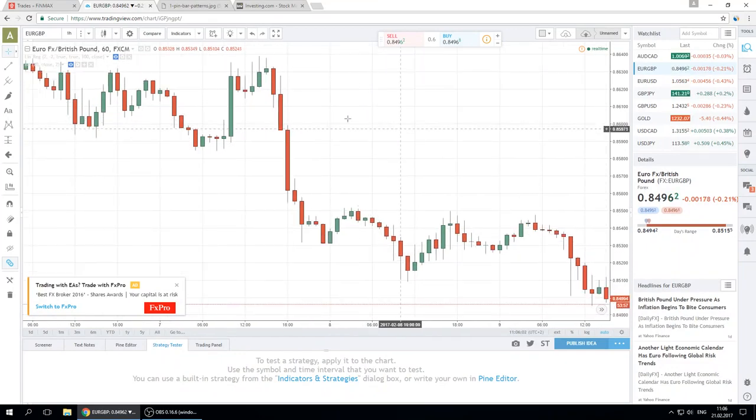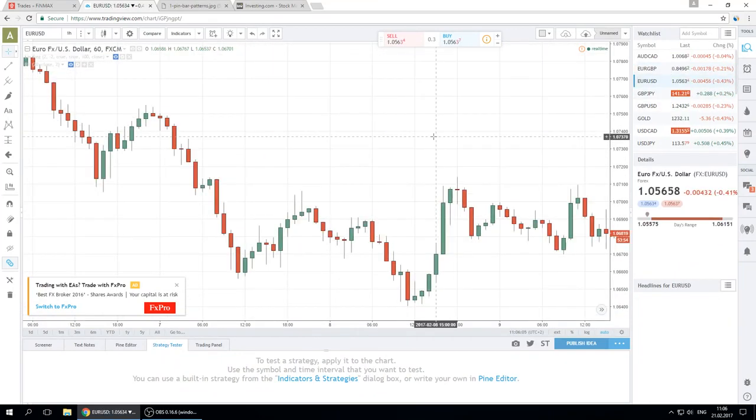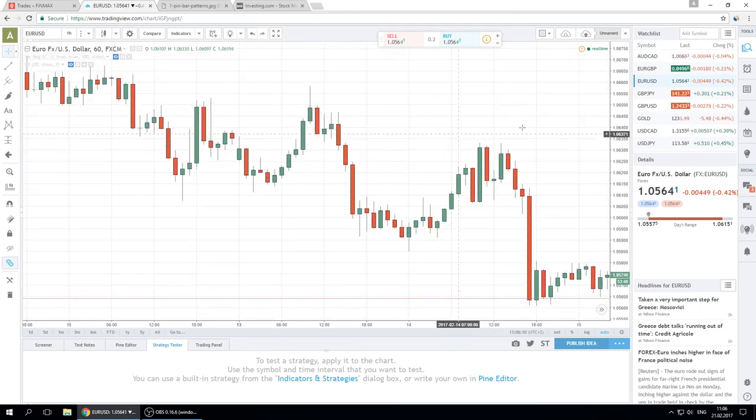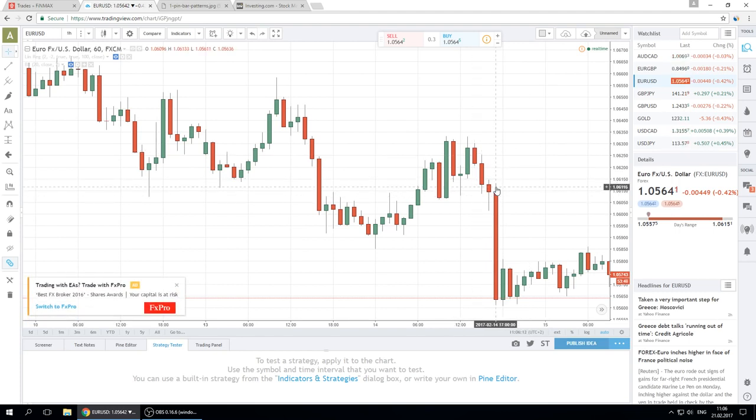So this pattern can be used for both. There can be a bearish pin bar as well as a bullish pin bar. So it works well for both, for opening the trades for high and for low. So basically let's see what we've got here. It's not that difficult to find this pattern on the market because it appears pretty often. So let's see, here we have it.